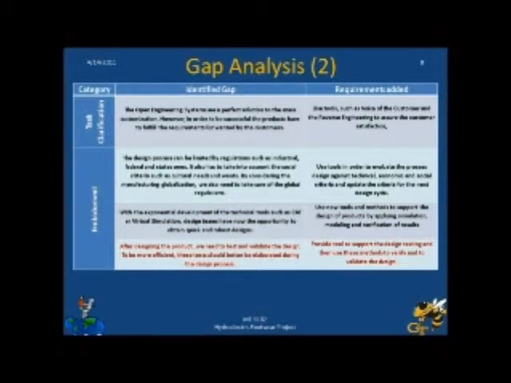The last gap is related to the need for testing and validating the design. To be more efficient, this testing should preferably be elaborated during the design process. In order to do so, we need to provide tools to support design testing and then use this method to verify and validate the design.